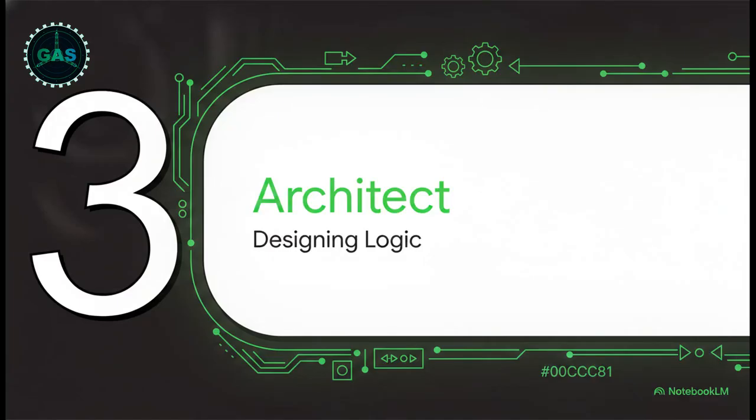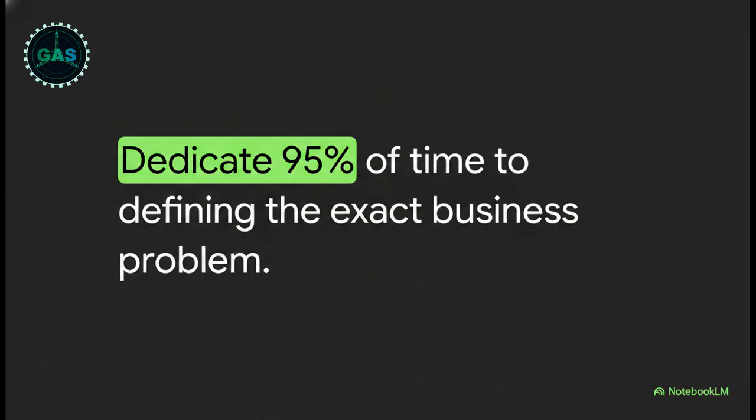Phase 3 brings us to the A in our framework, architecting the logic. Here is the absolutely crucial golden rule. Dedicate 95% of your initial time to rigorously defining the exact business problem. Before you write a single line of code, you have to define the required inputs, the desired data outputs, and your precise objective. If you lay down the wrong foundation, the entire AI system is going to fail. You literally have to fall in love with the problem first.